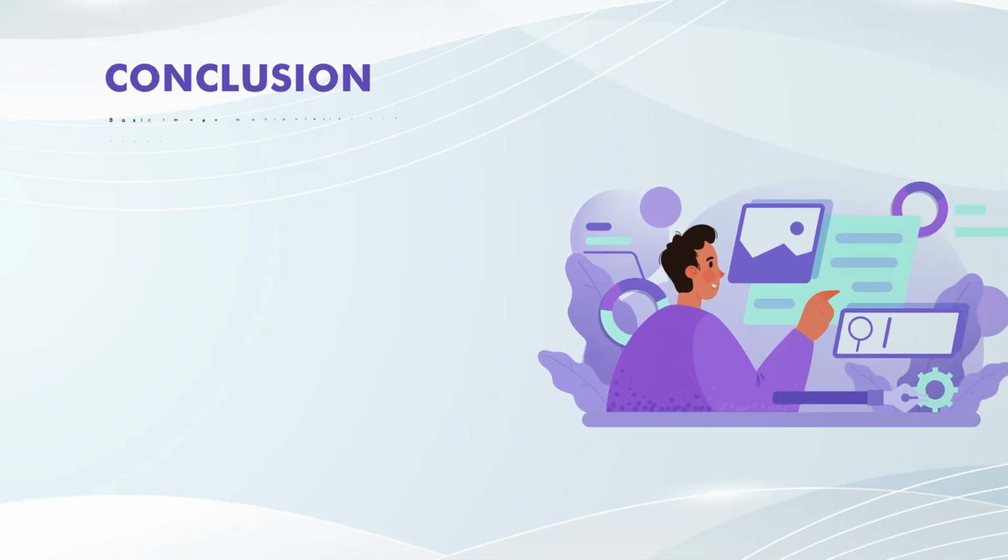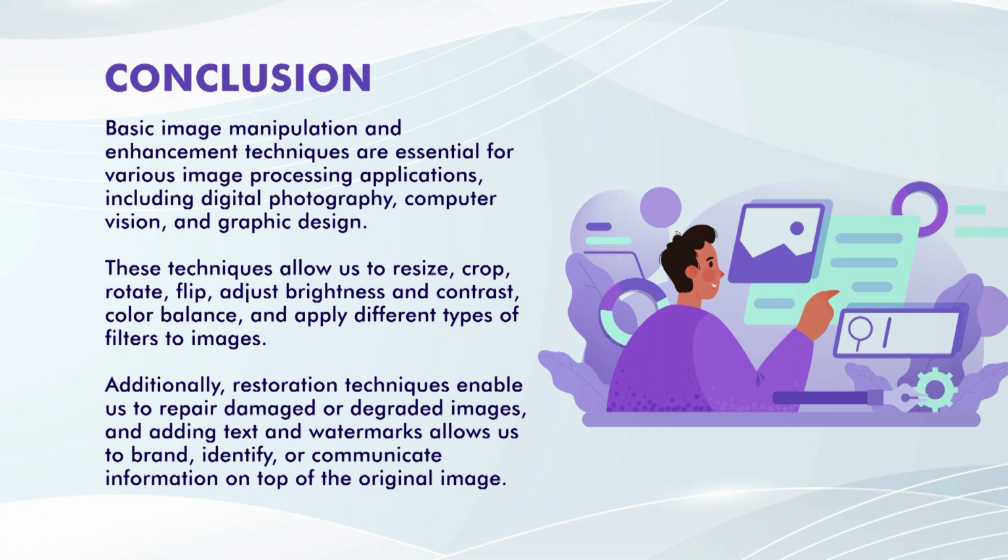So, conclusion. Basic image manipulation and enhancement techniques are essential for various image processing applications, including digital photography, computer vision, and graphic design. These techniques allow us to resize, crop, rotate, flip, adjust brightness and contrast, color balance, and apply different types of filters to images. Additionally, restoration techniques enable us to repair damaged or degraded images. And adding text and watermarks allows us to brand, identify, or communicate information on top of the original image.